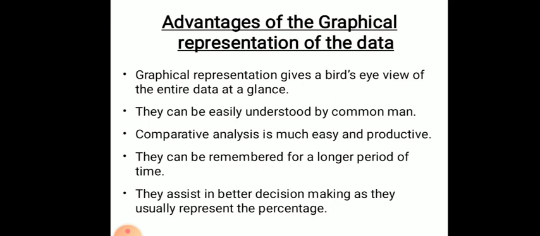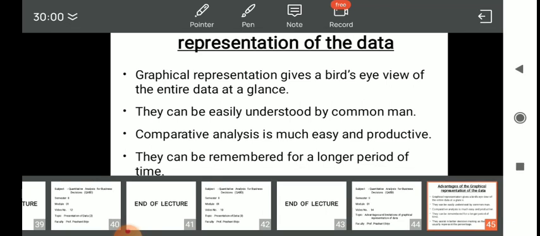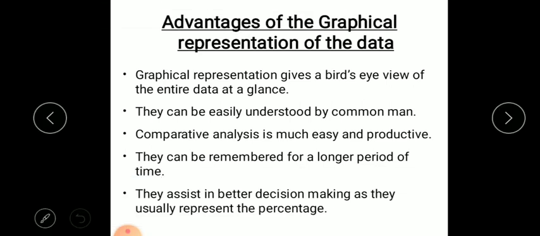Graphical representation of data gives a bird's eye view of the entire data at a glance. So what happens in this is, the entire data that you have tabulated or collected, that entire picture can be represented in a single graph itself. So it gives an overall view of the entire data that you have collected, an overall meaning to the data. That is why graphical representation is generally used, and probably it is one of the most important advantages that graphical representation has.